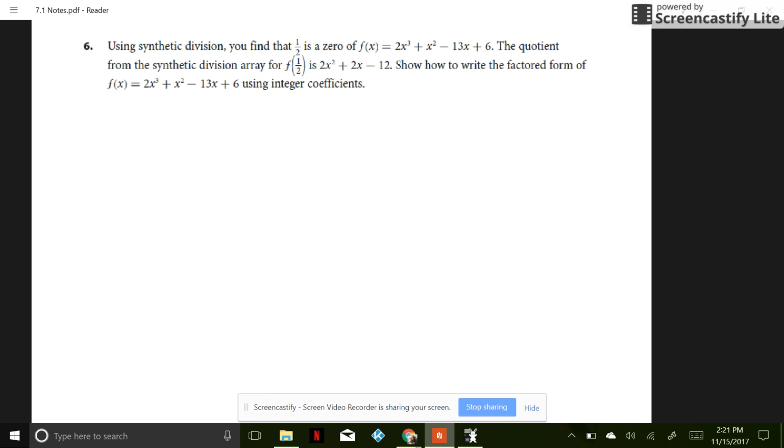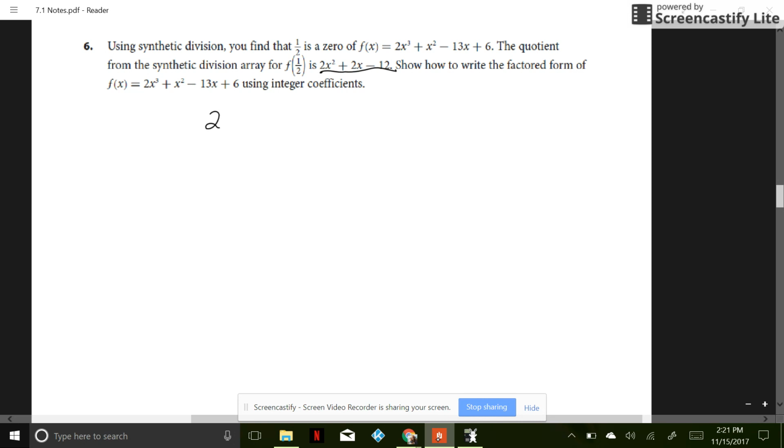So number 6 here, using the synthetic division, you find that 1/2 is a 0 of the given function. The quotient then for the synthetic division array is 2x squared plus 2x minus 12. Show how to write the factored form using all integer coefficients. So we have to take this portion here and factor as best we can.